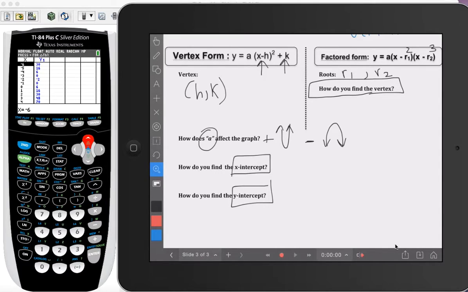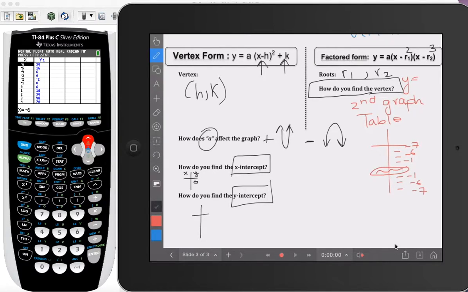How do you find the vertex? You go to second graph. So first of all, you go to y equals, put the equation in, then you go to second graph to get to the table. You look at all the points and find that point where everything around it is symmetrical, and that would be your vertex. How do you find your x-intercept? You go to the table, and the x-intercept is the point having a y of 0.